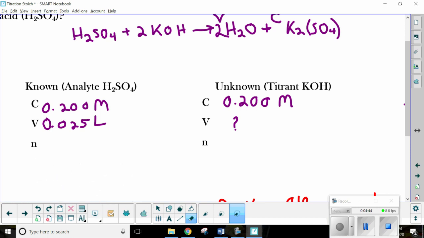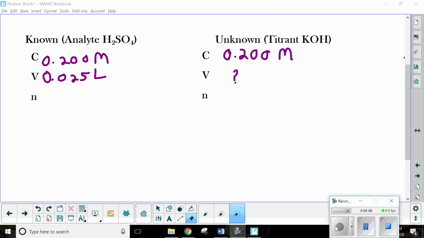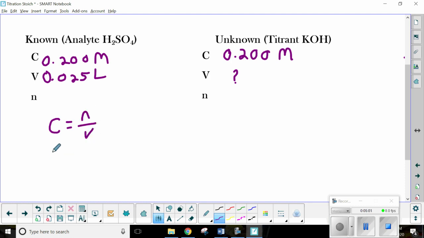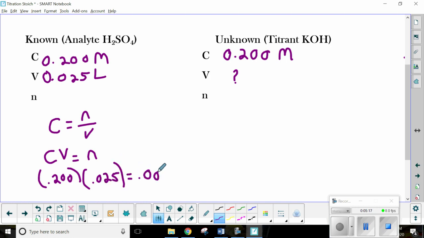So what I'm going to do is use that concentration equation that we did in the third learning target to get the number of moles. So I've got C equals N over V. And to get the moles, I can say C times V equals N, isolating my variable. I got the 0.200 times the 0.025, and that's going to give me 0.005 moles of my sulfuric. Now, I rounded to 1 sig fig here because there's 1 sig fig in my concentration. So 0.005 moles of sulfuric.